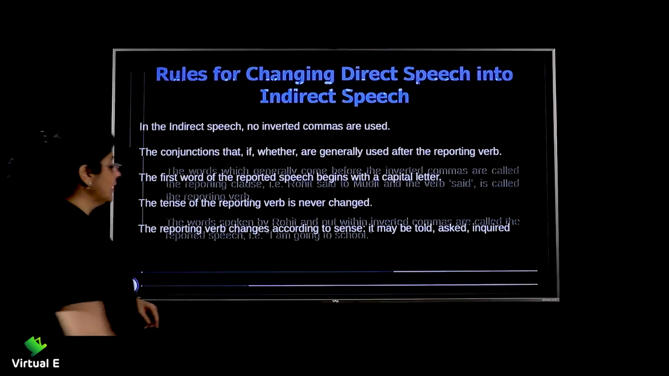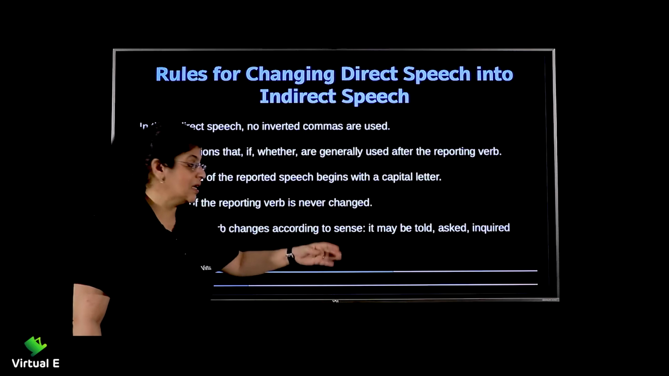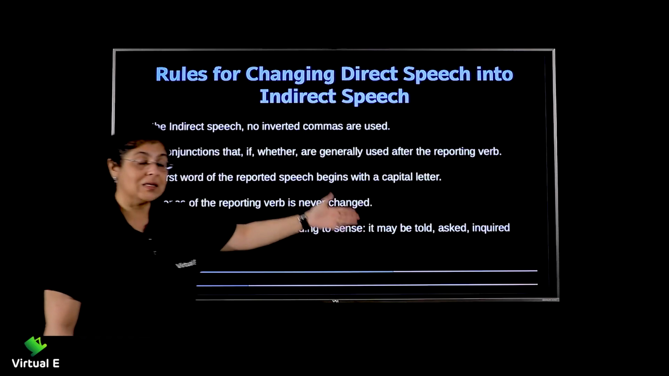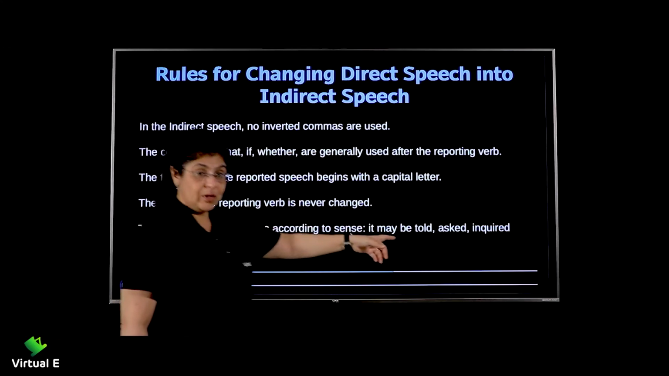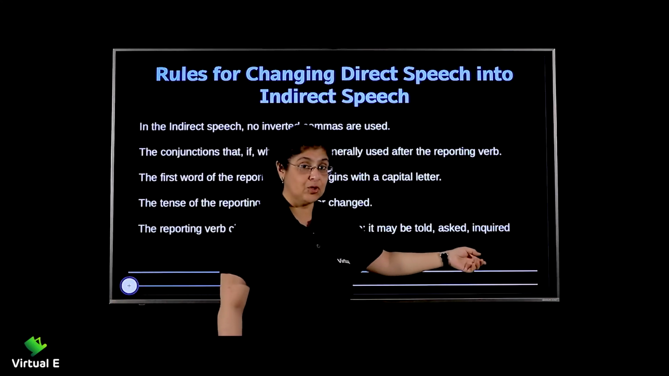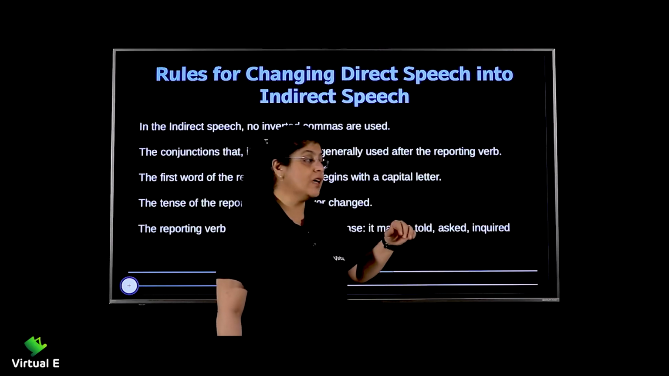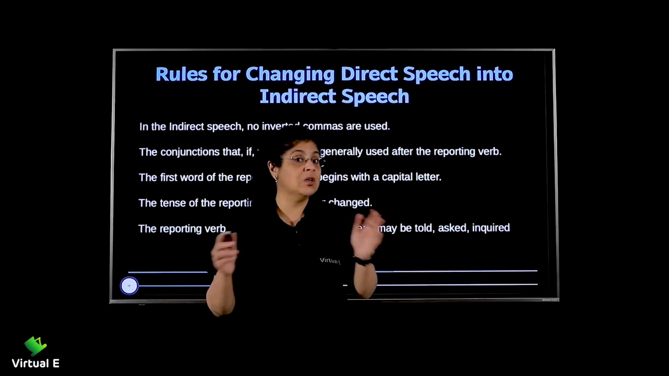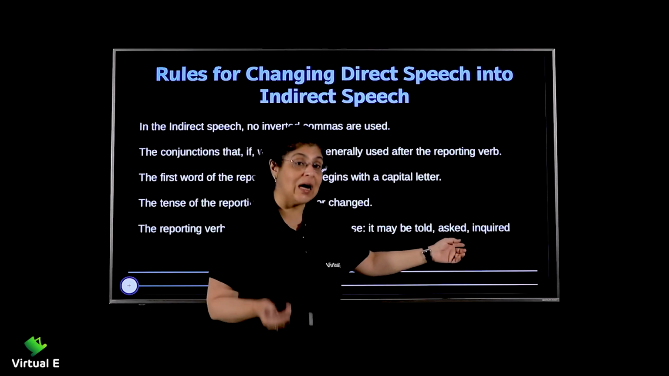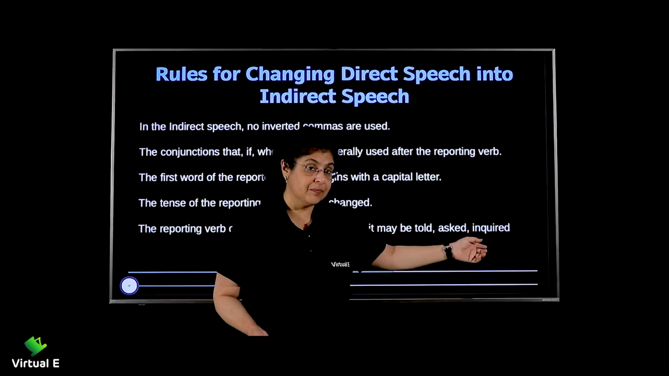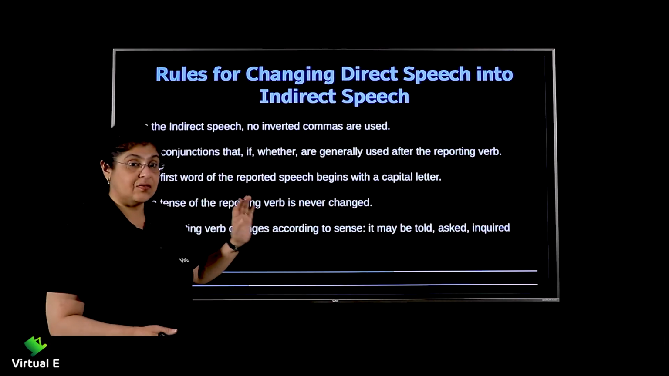Remember that. The reporting verb changes according to the sense. It may be told, asked, inquired. That is okay. It is not changing into present tense or future tense. No. Said can become told. If you're changing a question, an interrogative sentence, then instead of said you will put asked or inquired. So it's not changing the tense. Please understand this very, very well.